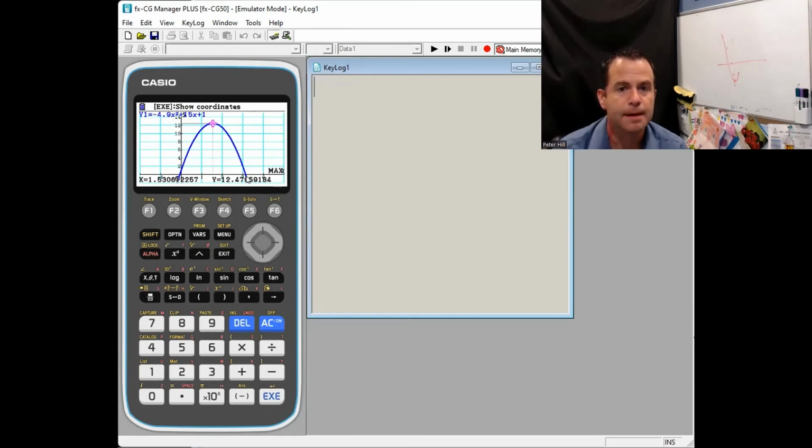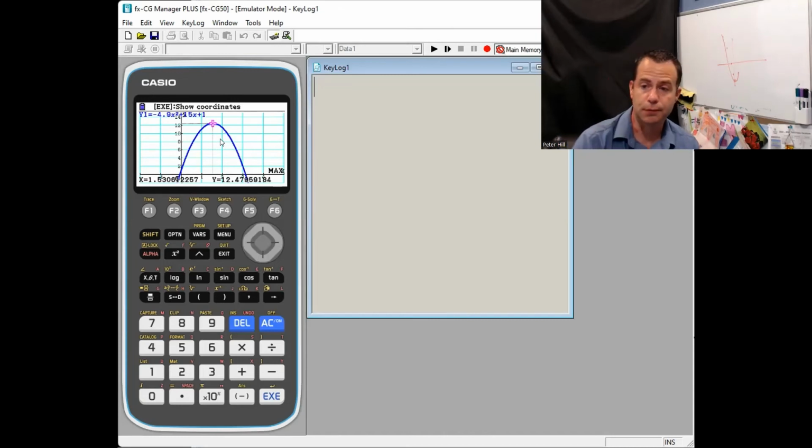Okay. Now, on a TI, you do a similar process. You have a calculate feature, which is the second option of your trace button. So you'll go second trace, and then you'll calculate the max, but it asks you a couple of questions on a TI. So the first question it asks you is left bound. All that means is you're going to press your left button until this little blinking thing is somewhere to the left of the maximum point that you want, and hit enter.